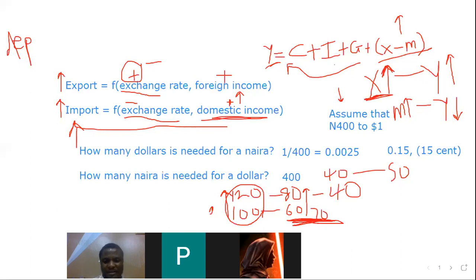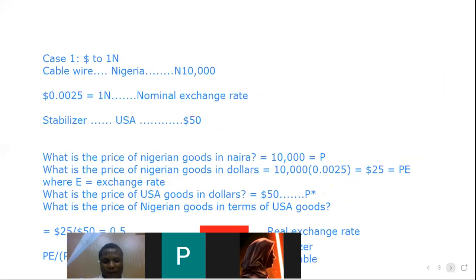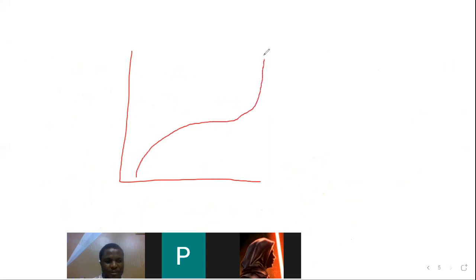If you plot it on a graph, you have the J curve, which is somehow like this. The J curve, which is somehow, I'm trying to draw the J curve, which is somehow like this. Okay, that explains that.